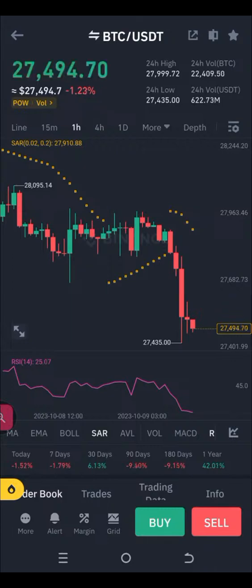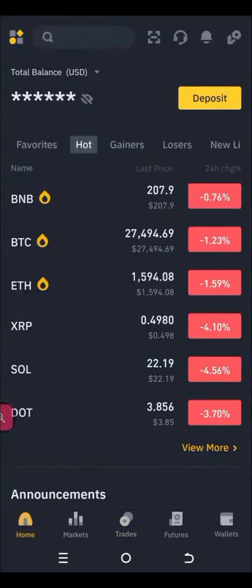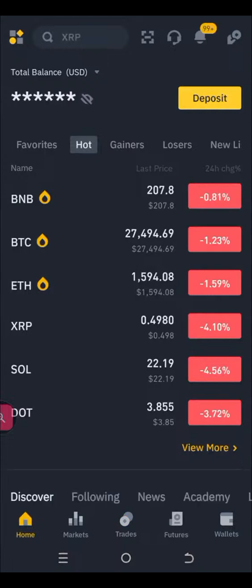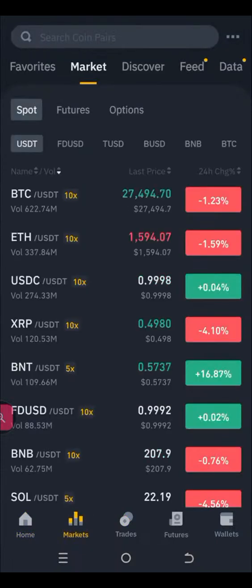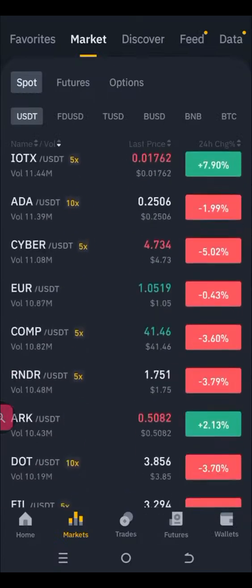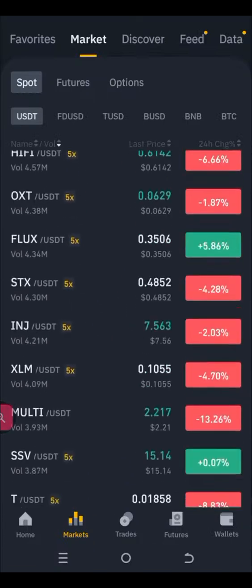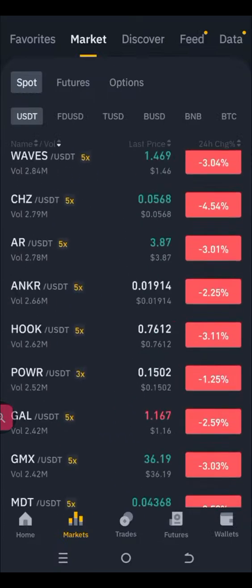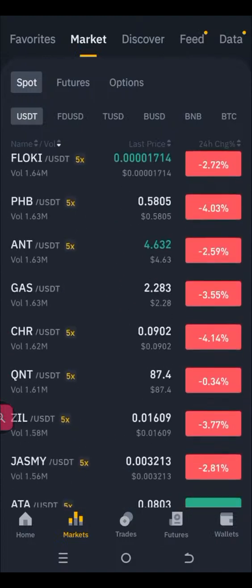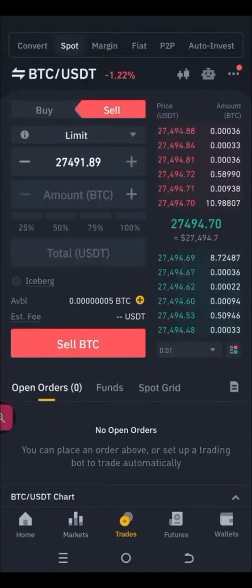If we go to the home page, you'll see that everywhere is red. Look at it. Everywhere is actually red. A lot of coins are currently dumping right now. So the market is red, as you can see. It's almost 90% red. And so in that case, we'll definitely have to set a sell limit.